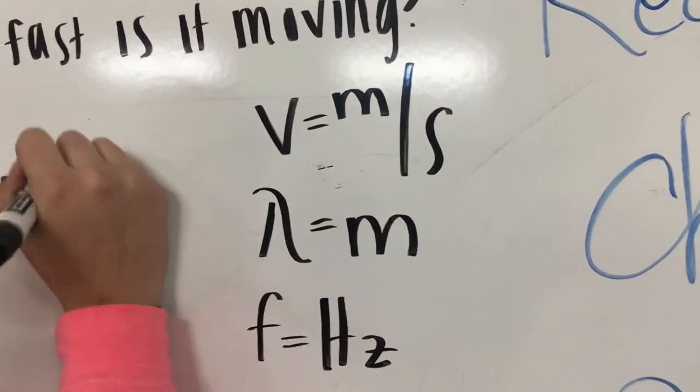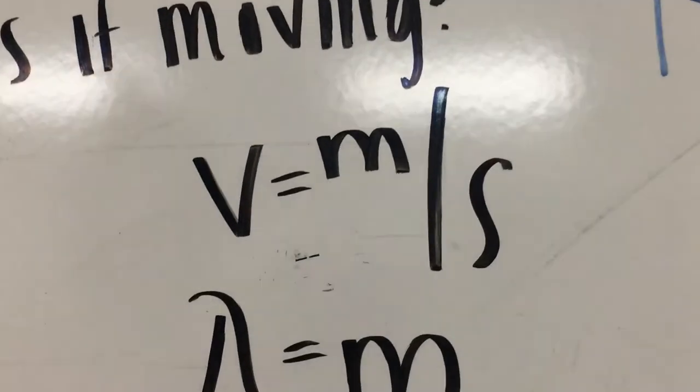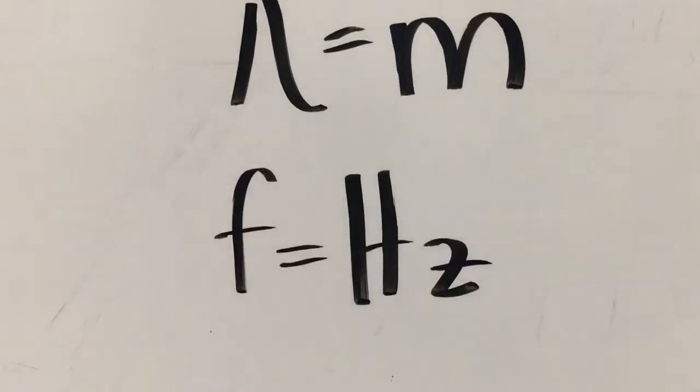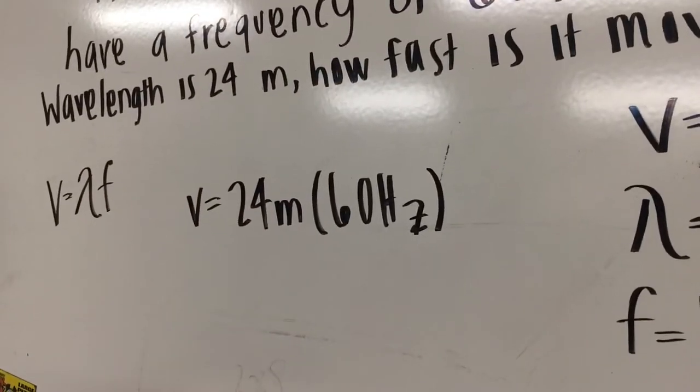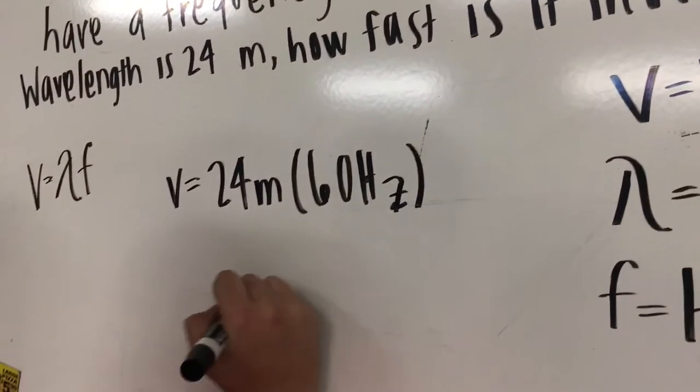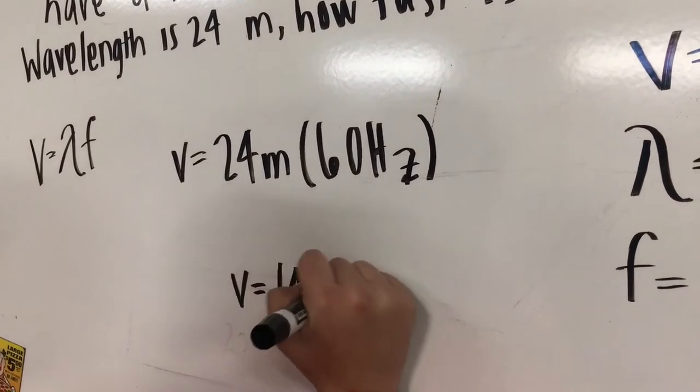The units for velocity is meters per second, for lambda equals meters, and for frequency, it's hertz. To find the velocity, you multiply the two numbers, which equals 1440 meters per second.